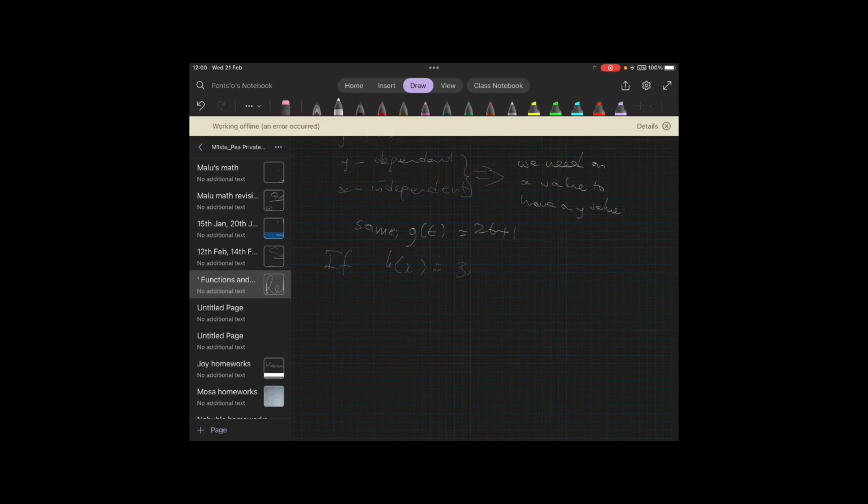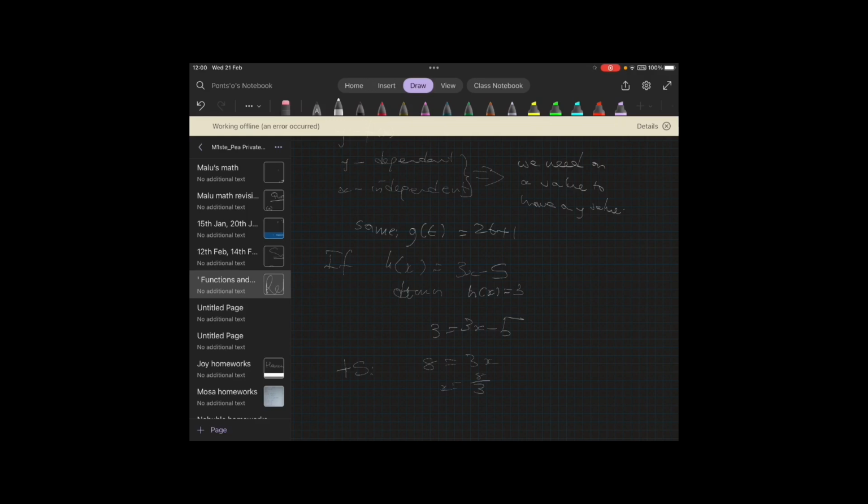So if h of x is 3x minus 5, and we need to determine h of x equals 3, then 3 is 3x minus 5. Then if we add positive 5 on both sides, we get 8 equals 3x, and x is 8 over 3.